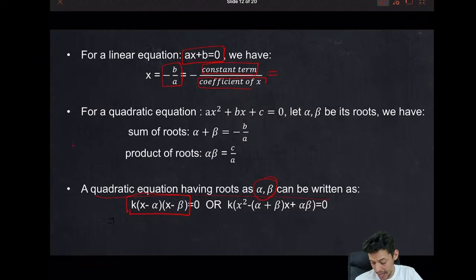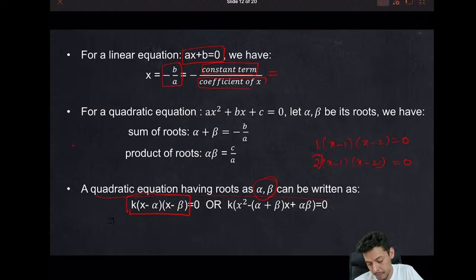Why are we including a constant here? Because you must understand that a quadratic having roots 1, 2 is not a unique quadratic. There can be infinite quadratics which will have roots 1, 2, and if you want, I can just show you. For example, 1 into x minus 1 into x minus 2 equal to 0 is a quadratic which will have roots 1, 2. 2 into x minus 1 into x minus 2 is a quadratic that will have its roots as 1, 2.